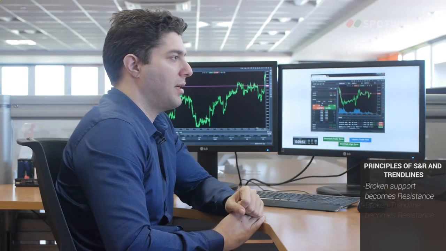The next principle is about trend lines. I already demonstrated again in this video, a broken trend line becomes a resistance. We already saw it in the beginning when the trend line was broken. When it reaches again to the trend line, you can trade from the other direction of the trend because it's now a resistance.